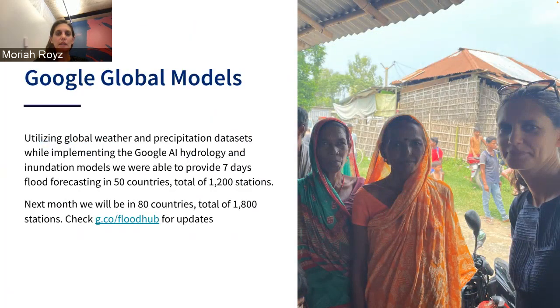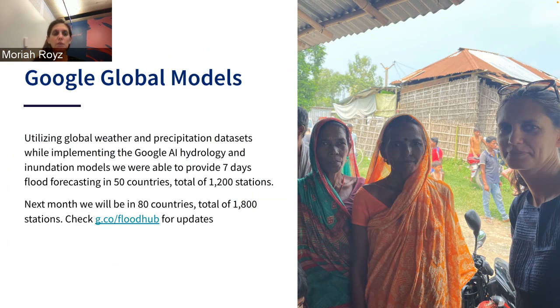So this is us at one of the villages in India that was flooded, and we visited there last September. We utilized the model that we had specifically in India, the machine learning model. We utilized it with some global weather and precipitation data sets, and we allowed it to grow globally. We are now covering 50 countries, a total of 1,200 stations.